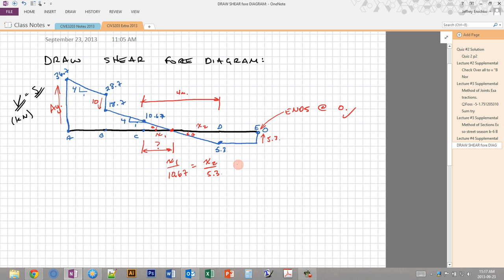If we want to find x2 in terms of x1, x2 is equal to 0.5 x1. Therefore this total distance, which is 4 meters, is x1 plus x2. So x1 plus x2 equals 4, x1 plus 0.5 x1 equals 4. So we can find that x1 is equal to 2.67 meters.